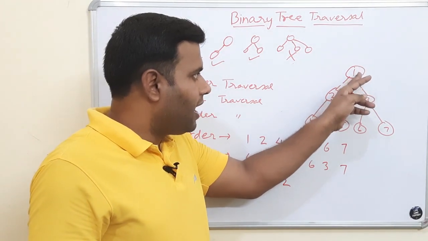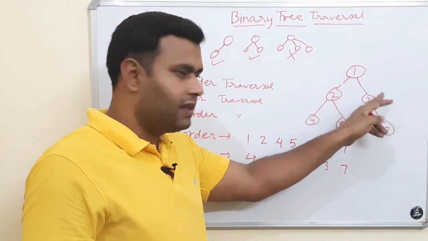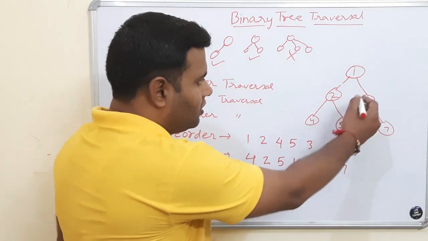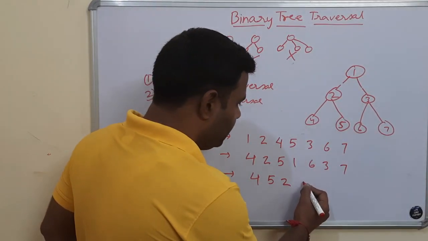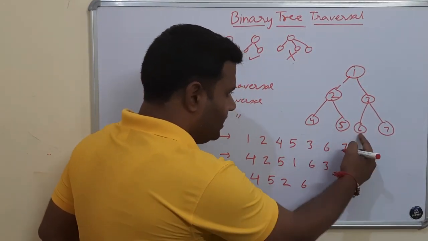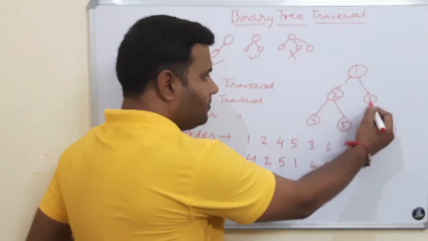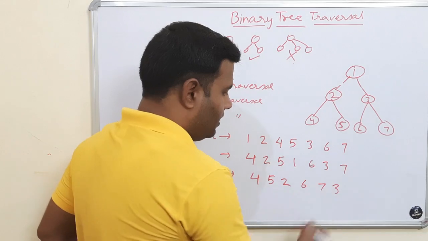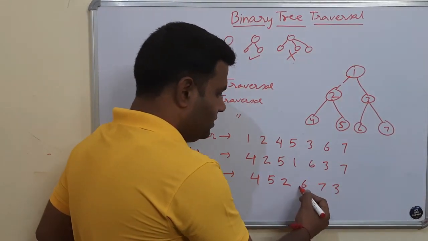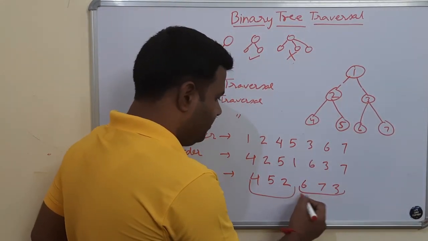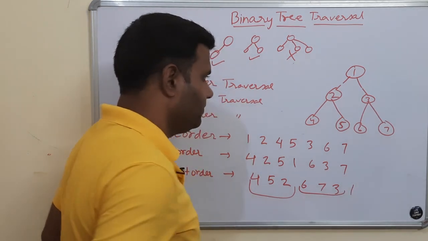Before writing 1, we have to visit its right child, the right subtree basically. So for this, can you guess? It is 6 left, then right, 7, and then 3. So this is written: this is left, this is right, and then 1.